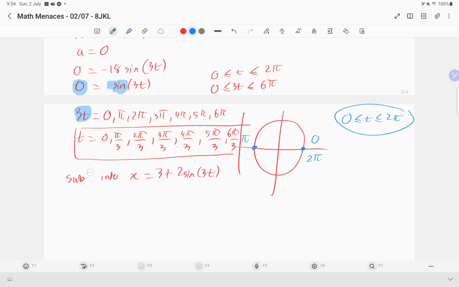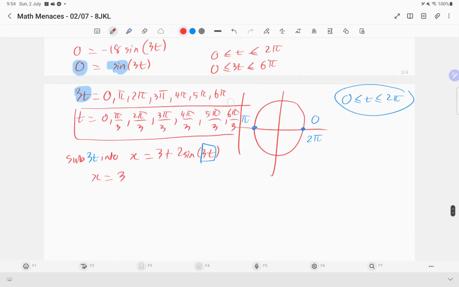Does it make sense? It's the same thing. You just substitute that straight into the sine function, and it will always be 0. Then it's just plus 3, so x will always be 3.